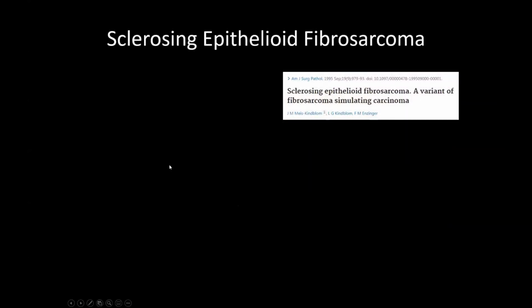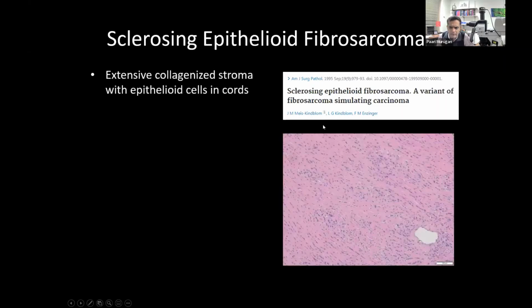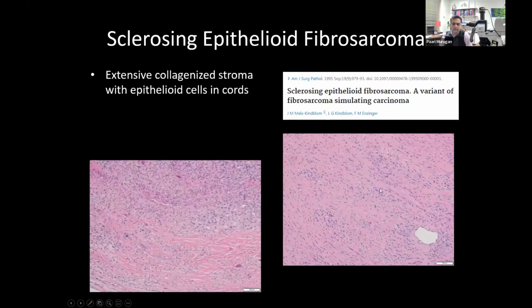Okay, and then let's move on to the other entity that we were talking about, the sclerosing epithelioid fibrosarcoma. So this was first described by Dr. Meis, again at MD Anderson. And she described a tumor that looked almost like a lobular carcinoma, extensively collagenized stroma, where you have these linear groups of cells that look small, rounded, like epithelioid cells. Most cases look like this, but you can have some cases where the epithelioid cells are larger and start looking like poorly differentiated carcinoma.